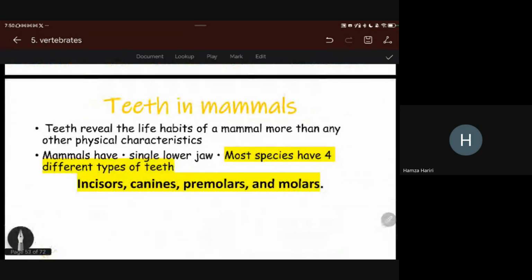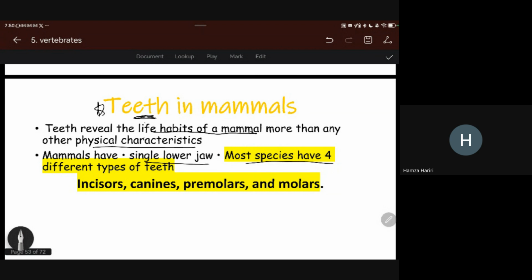Teeth in mammals. Teeth reveal the life habits of mammals. So whenever I have a mammal, if I look at their teeth, I can guess the type of food they feed on. It helps us know what type of food this animal feeds on, more than any other physical characteristic. So teeth are very important to study, to know the type of food that this animal feeds on. Mammals have a single lower jaw.